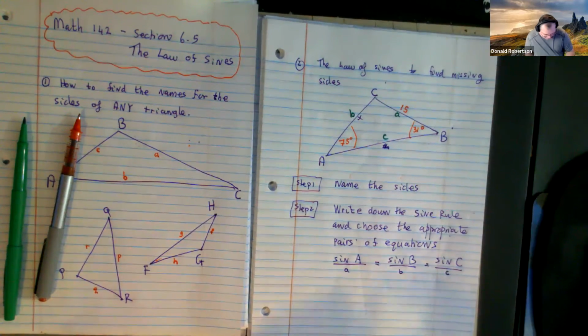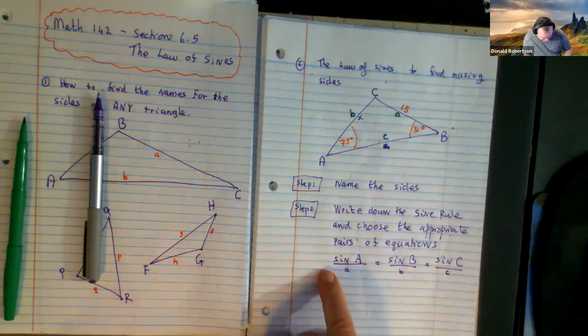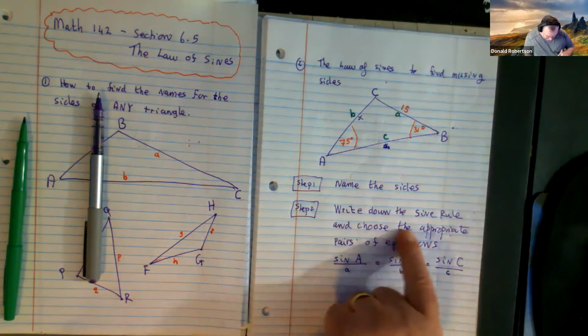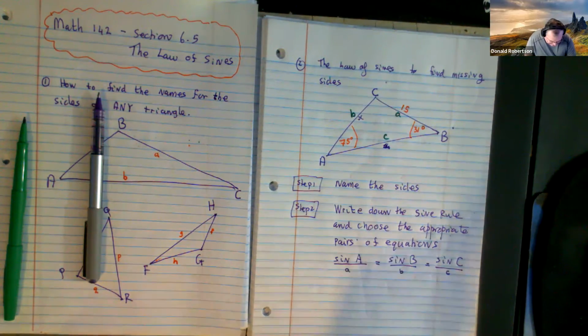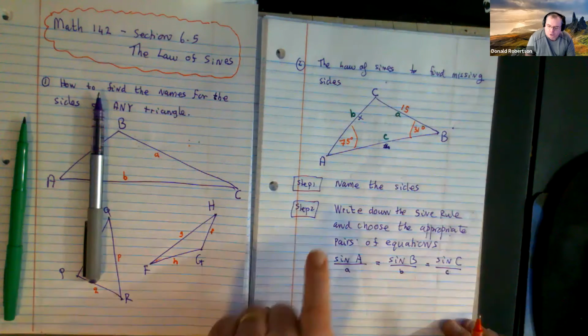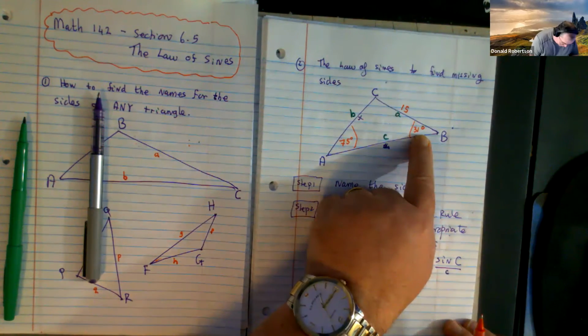And when I write down here, write down the sine rule, that's this, and then choose the appropriate pairs of equations. This is what you do. In this question here, you know angle B, so little check mark.